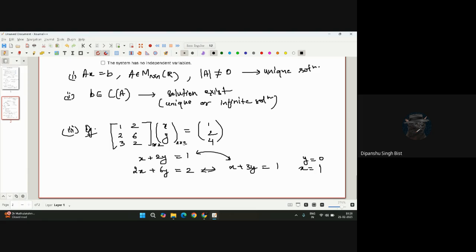So sorry, not 2 cross 2, it's a 2 cross 1 matrix. So I should get a 3 cross 1 matrix. That's why one additional element 4 over here. And the third equation that I'm getting is 3x plus 2y equal to 4. So if you try to substitute the values of x and y that we evaluated from the first two equations, you see it is not satisfying the equation. That means this system has no solution.